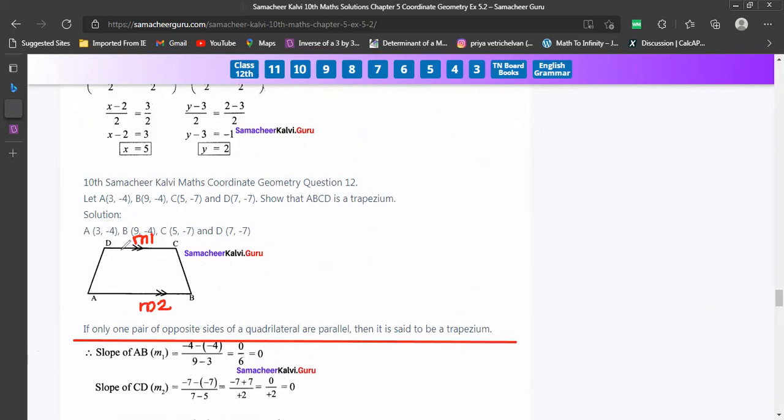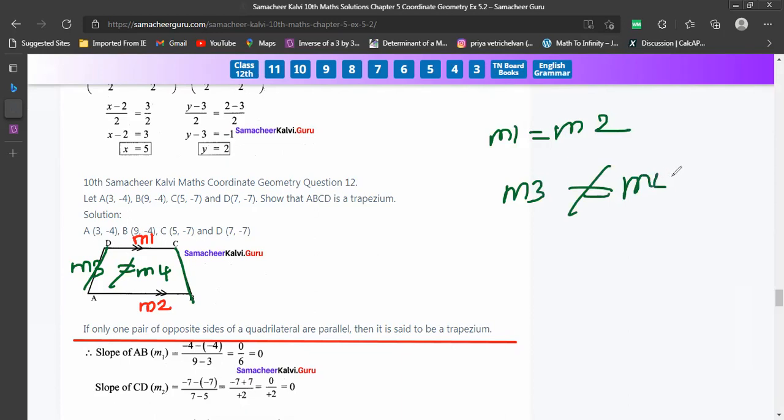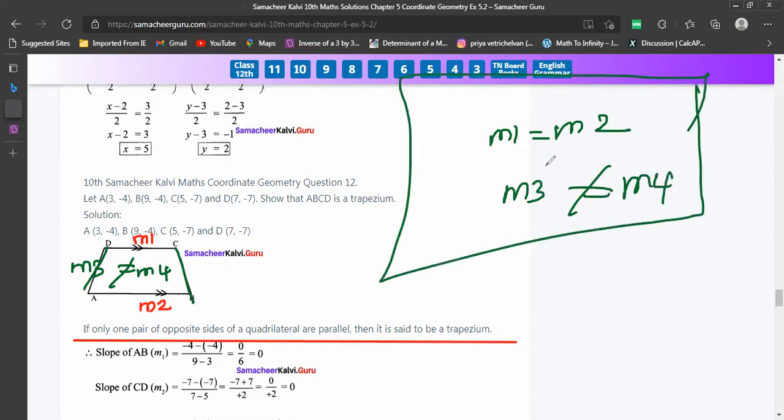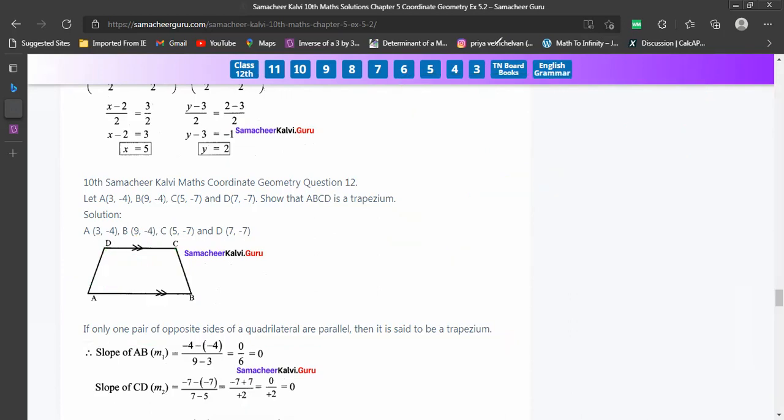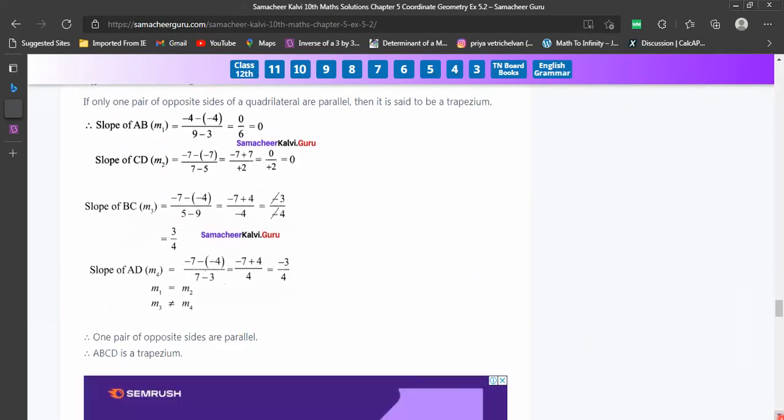Which means these two lines shouldn't be parallel to each other, which means M3 should not be equal to M4. Only one pair should be parallel to each other. Are you getting it? So you just have to check whether M1 is equal to M2 and M3 should not be equal to M4 for a trapezium. For a parallelogram, M1 would be equal to M2 and M3 would be equal to M4. But for a trapezium, only one pair should be equal and the other pair shouldn't be parallel.